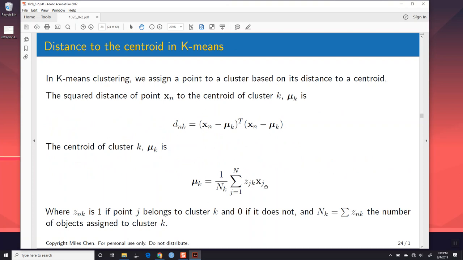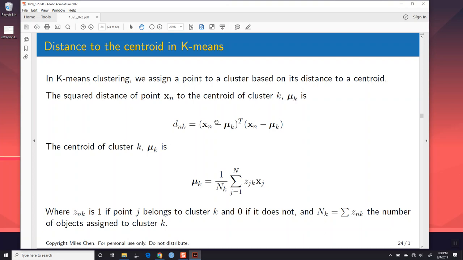Here's the other thing. If you have a kernel function, you can actually calculate distances in terms of kernel functions without needing to know what the transformation is. But before we get into that, let's look at if we have some point and we want to know its distance to the center. So I have some point x, and there's a centroid mu sub k. So the centroid of cluster k is mu sub k.